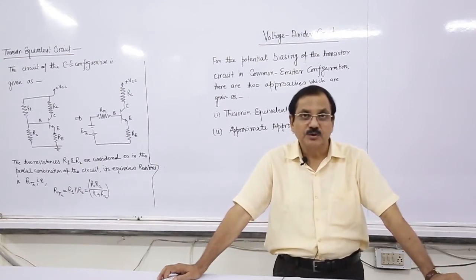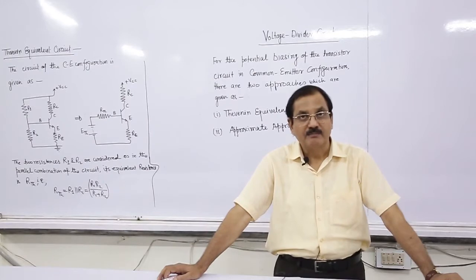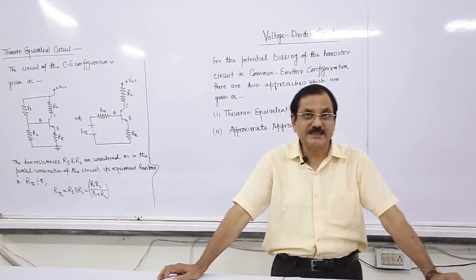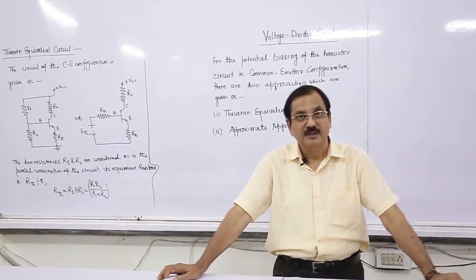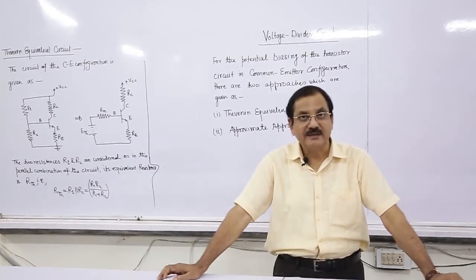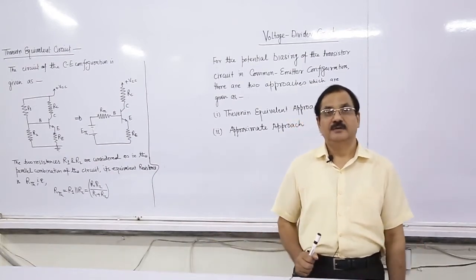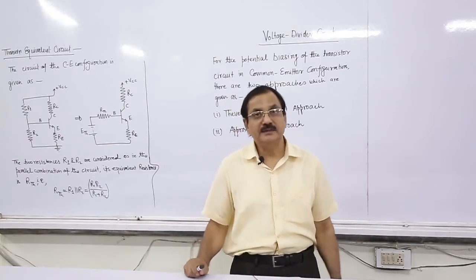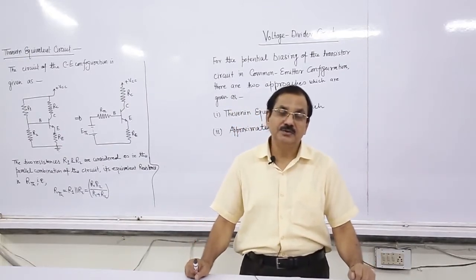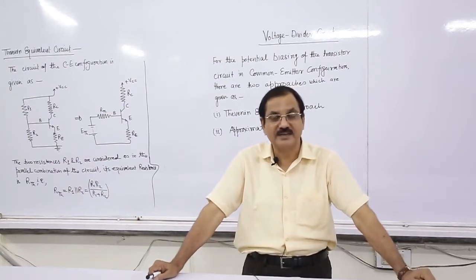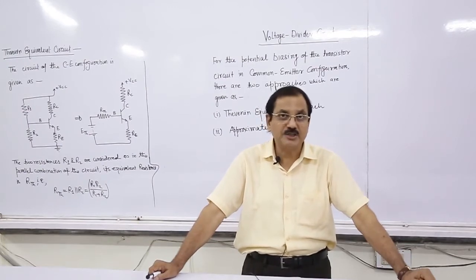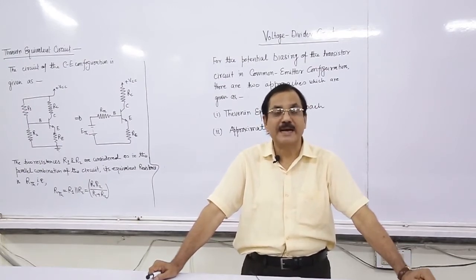Today I would like to discuss the biasing mechanism of a common emitter transistor circuit. There are two types of biasing mechanism. One is the exact approach, the other is the approximate approach. The exact approach is the Thevenin equivalent circuit. In Thevenin we use Thevenin's theorem to find the equivalent resistance of the circuit network and the potential generated across it.